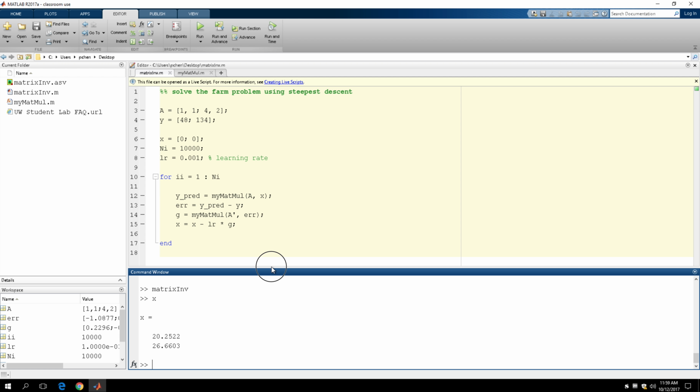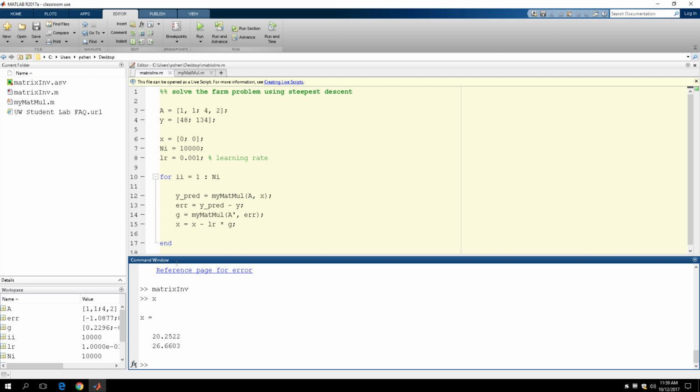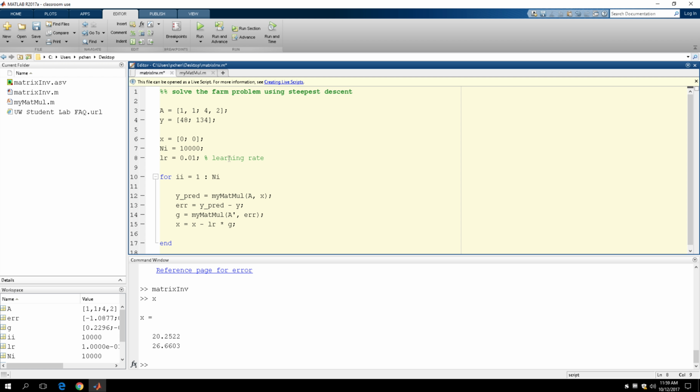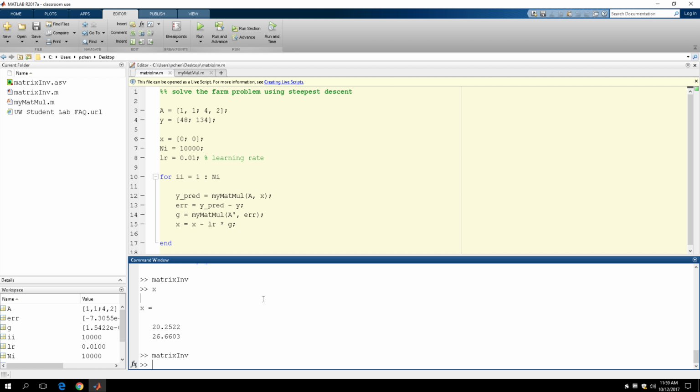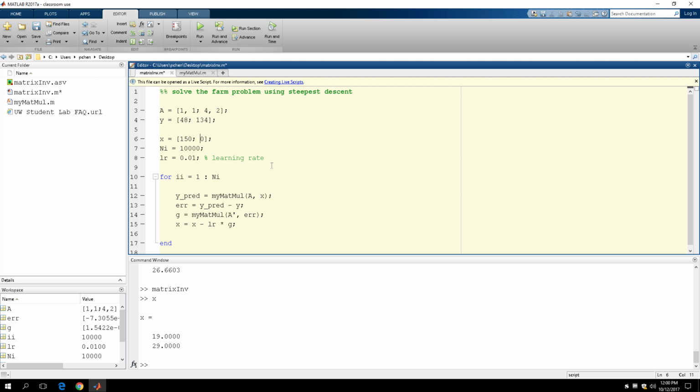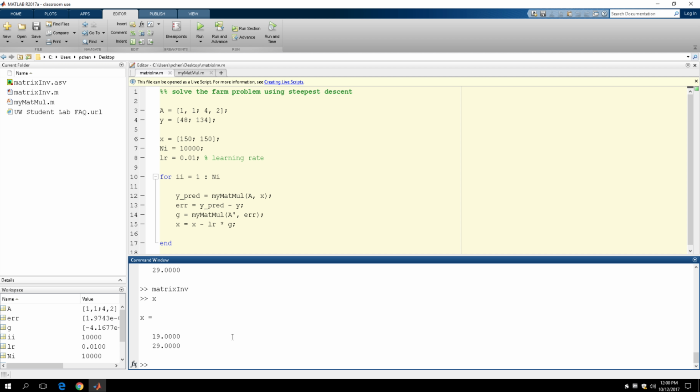So it looks like it's actually getting close, right? We started with 0, 0. The correct value is supposed to be 1929, I think, right? It's getting close, but it's not there yet. Maybe I should change the learning rate to a larger number so that it can converge faster. Let me run it again. Right, 1929. And in fact, it doesn't really matter what the starting value is. Let me give it 150, 150. It's always going to converge to the correct value. Right, 1929. It's always going to converge.